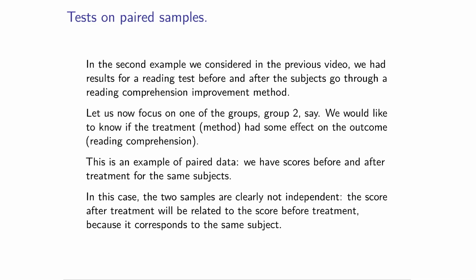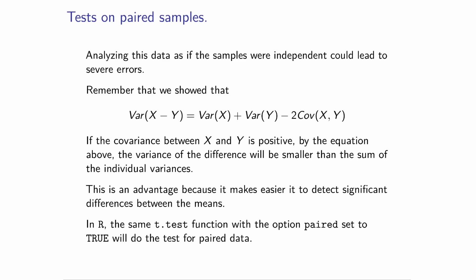We have scores before and after treatment for the same subjects. In this case, the two samples are clearly not independent. The score after treatment will be related to the score before treatment because it corresponds to the same subject. We may have an important correlation in this case that should be taken into account. Analyzing this data as if the samples were independent could lead to severe errors.